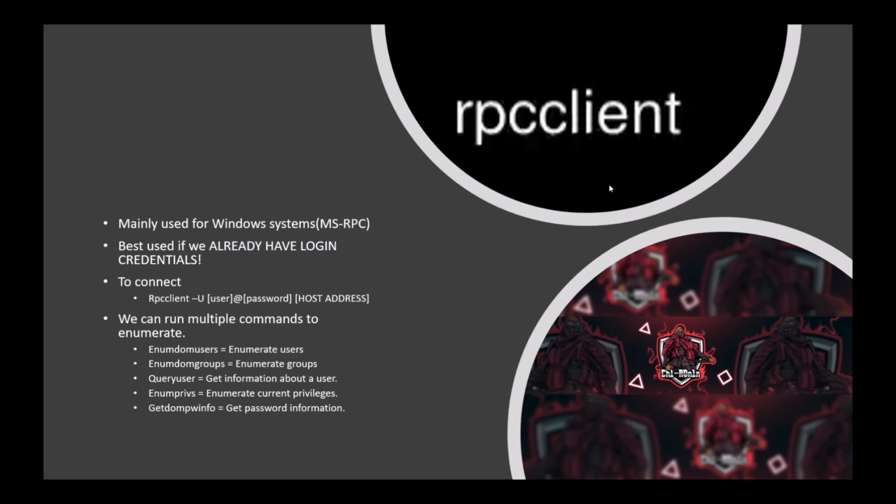This is going to enumerate the users. Enum DOM groups, which is going to enumerate the groups. Now, the DOM is the domain. So enumerate domain users, enumerate domain groups. Yes, workgroup can be put in there, but it's just how I didn't write the thing. So we have query user, which is to get information about a user that we may or may not have access to. We can enumerate that user's privileges with enum privs, and we can gather password information similar to what we found in Enum for Linux with the get dom pw info switch there.